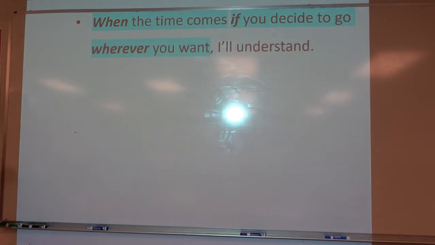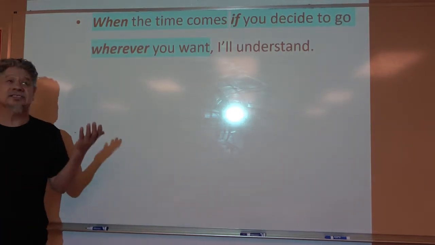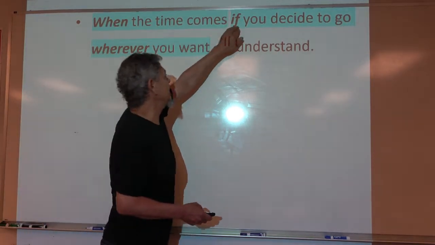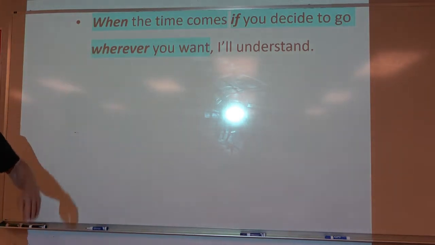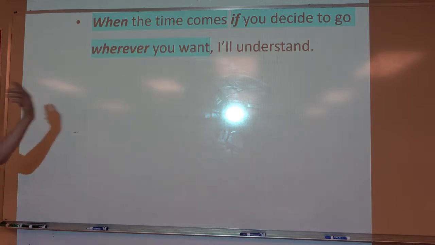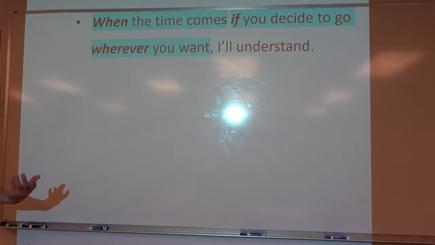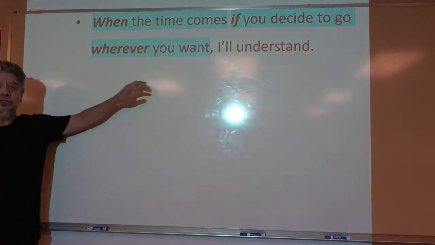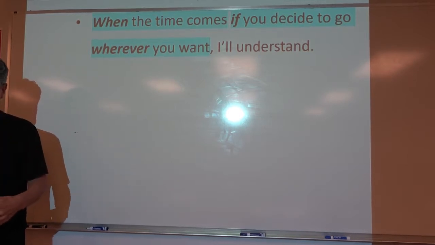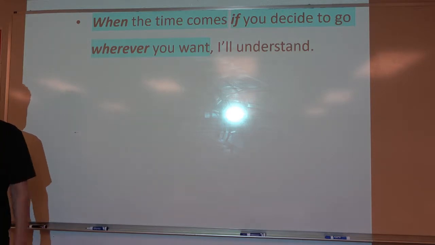Okay? All right. So here is the next example. It's like the other one. It has 3 dependent clauses, one beginning with when, one with if, and one with wherever. When the time comes, if you decide to go wherever you want, I'll understand. Okay? It's just like the other one. But now I'm going to show it to you in a different way. The same 3 dependent clauses, but they're presented differently. Here they are.